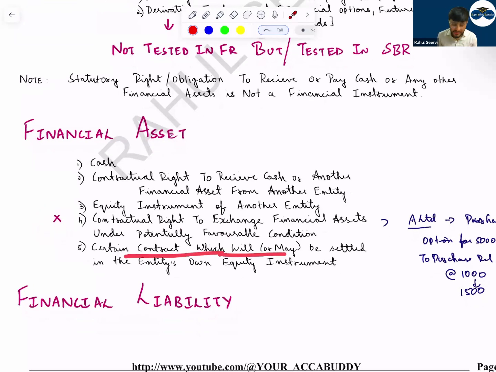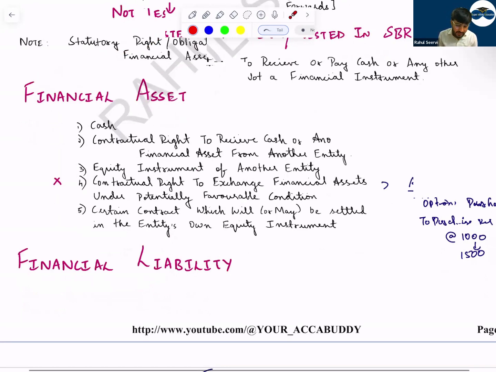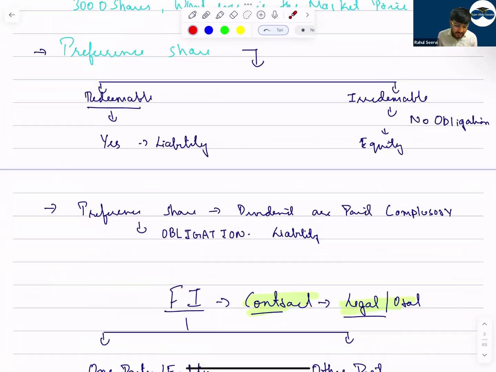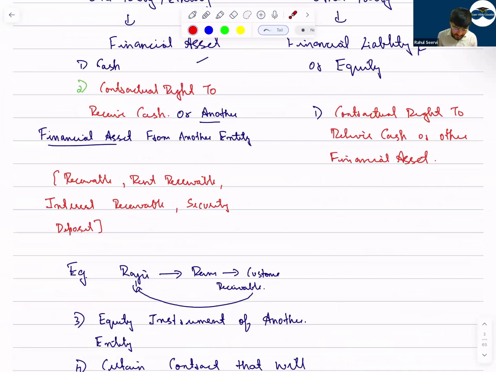Then certain contract which will or may be settled in the entity's own equity instrument. If the settlement is done in the entity's own equity instrument, then also it is a financial asset. Then we have discussed the statutory obligation will never create a financial instrument, like your tax, etc. Then we had taken the example Raju, Ram, payable, a lot of things. Then we took the example of preference shares. Redeemable is a liability, irredeemable is equity. But you have to see whether dividend is compulsory or not. On that basis, we have to further decide it.